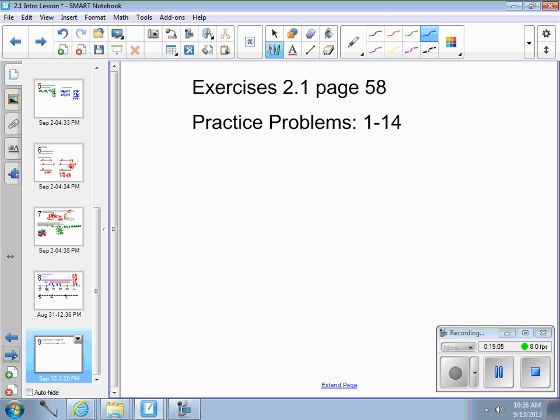Practice problems are on page 58, numbers 1 through 14.